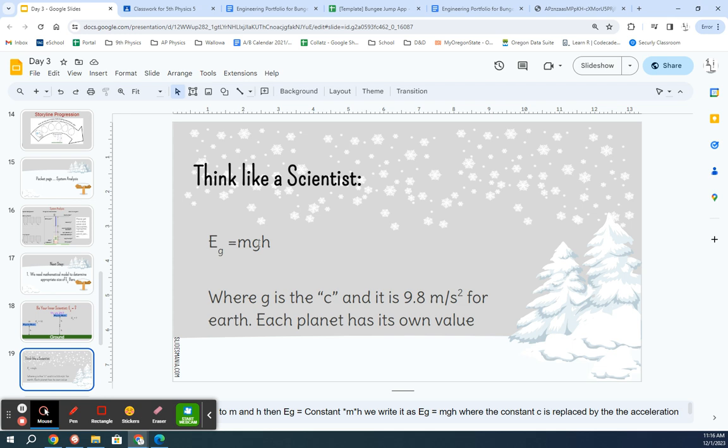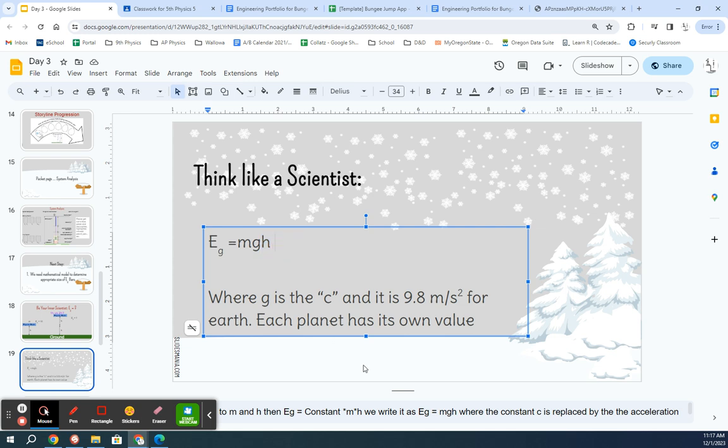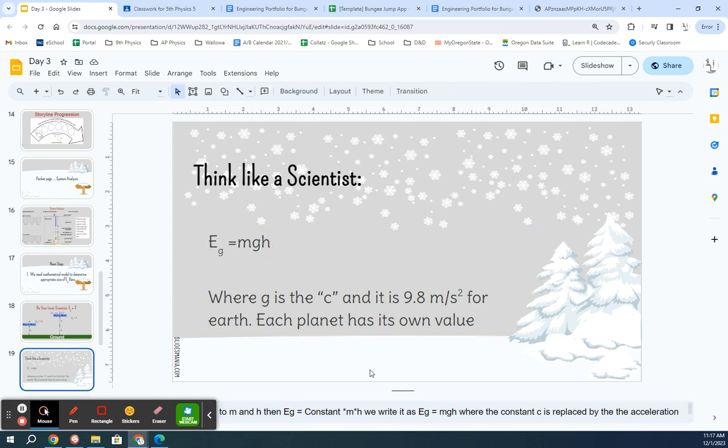Every planet has its own value. The moon has its own value. Again, those would be things that you would need to experimentally figure out. And of course, h is just the height off the ground.